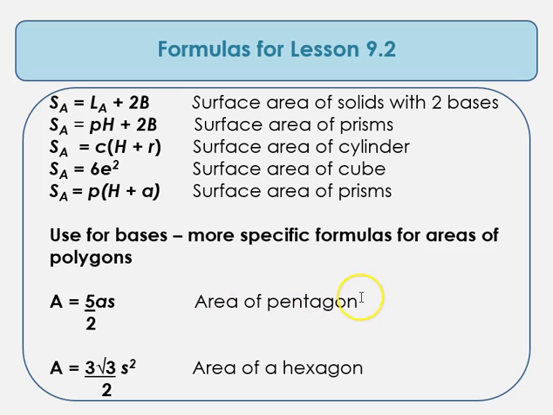So the area of a pentagon, instead of using 1/2 AP, you can use 5 times the apothem times the side. And for the area of a hexagon, you can use 3 square root of 3 divided by 2 times side squared.